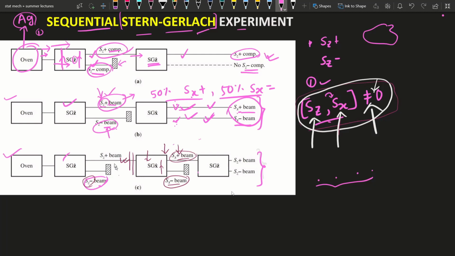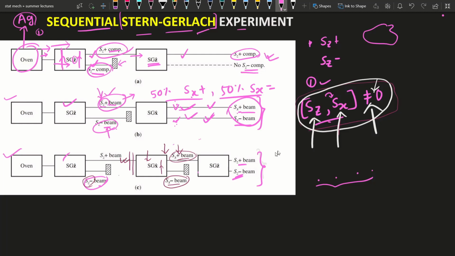There I have discussed that when we apply the beam through the SGZ component and block the SZ minus component, there is only the SZ plus component present. But after we measure the X component of that beam, we get again the two components, SX plus and SX minus. After that, when we again measure the Z component, we get again the SZ minus component, but we had blocked that previously. Now this is a property of quantum mechanics.